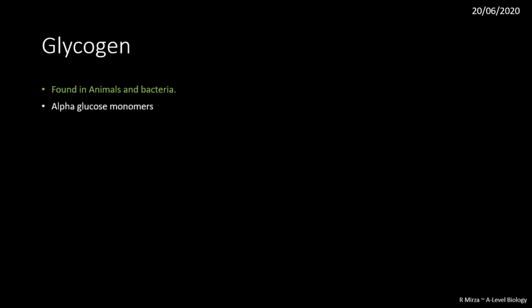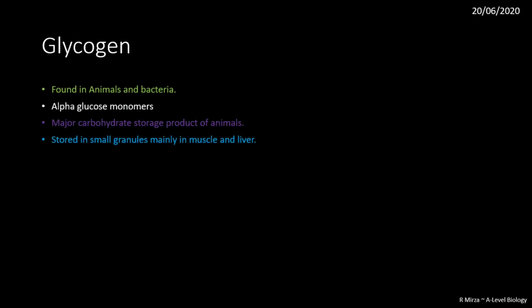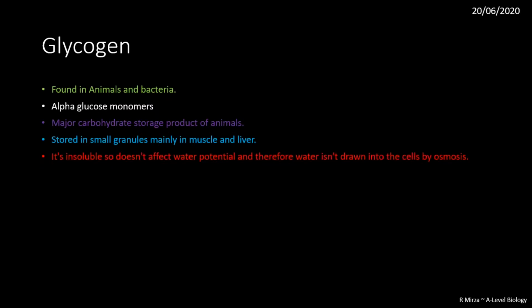Fat is the main form of storage in animals, but in terms of carbohydrates, glycogen is the major storage product. It's mostly found in the form of small granules in liver as well as muscle cells. It's also insoluble, so water potential is not affected, therefore water isn't drawn into the cells due to osmosis. It's also a polymer, so therefore large, and as well as being insoluble, it doesn't diffuse out of cells.